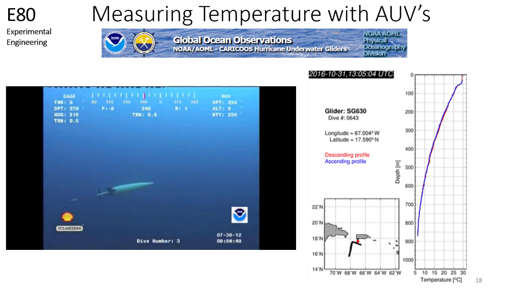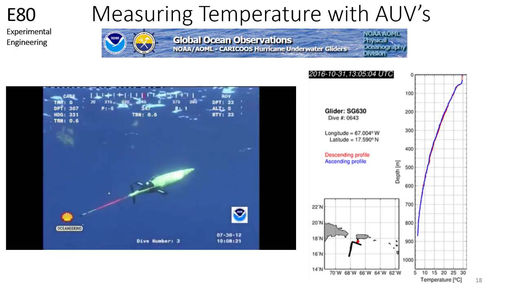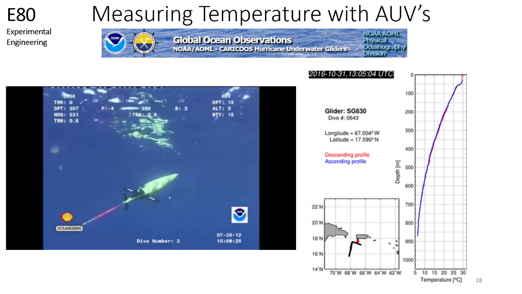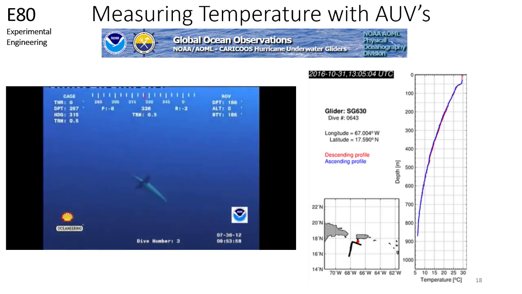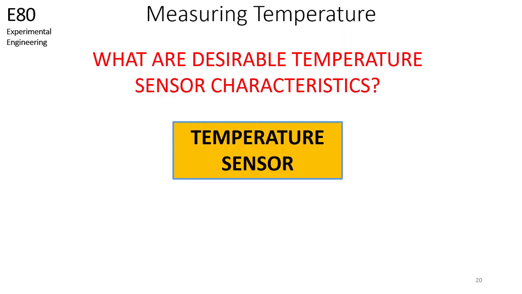A graph of temperature versus depth from one of the runs is shown on the right. Here we see that the temperature is about 30 degrees just below the surface of the water, but it drops all the way down to about 6 degrees at a depth of about 875 meters. The descending profile and the ascending profiles are shown, and they closely match. Glider AUVs don't require a lot of energy to operate, and ocean temperatures can be measured continuously for several days. This is really cool stuff.